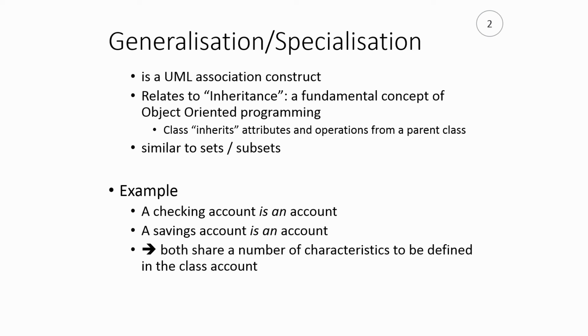Let's look at an example. You can see that a checking account is a kind of account, and also a savings account is a kind of account. So both concepts of checking account and saving account share a number of characteristics that can be defined as common, and these can be generalized into the concept of account. We then have the general concept of account and two more specific concepts of checking account and savings account that inherit the characteristics of the more general concept of account.